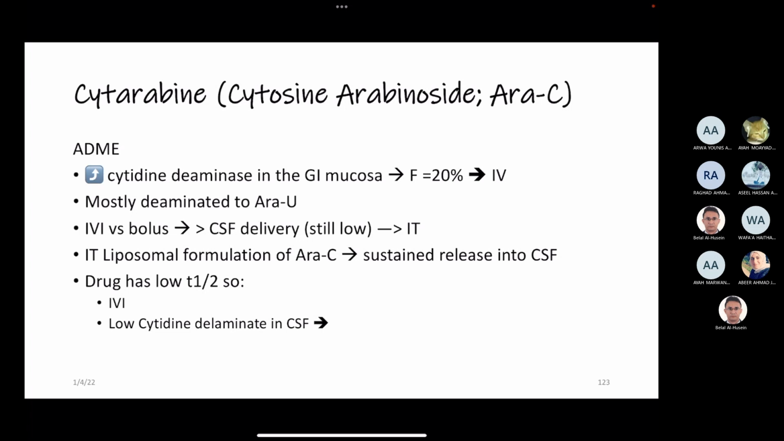Well, advantage here إنه liposomal formulation or administration there is advantageous. ليش؟ لأنه cytidine deaminase اللي هو بيعمل breakdown is found in low levels in plasma. In CSF.